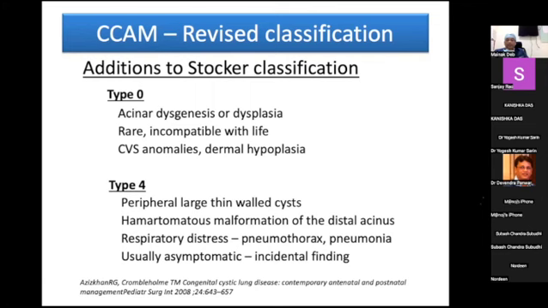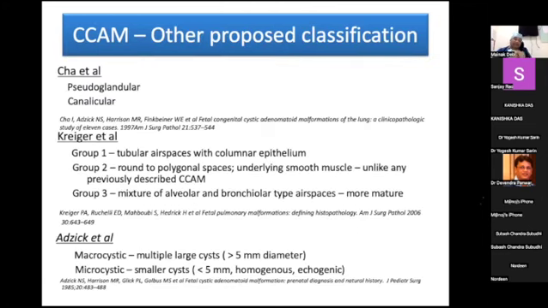Now, the problem with the Stocker classification, from a clinical standpoint, like I told you before, was that it was very difficult to stratify these children clinically on the basis of it. Secondly, you could sometimes come to a Stocker classification only on the basis of a post-resection specimen. There were other classifications proposed by Shah et al., which are again pathological classifications like pseudoglandular or canalicular, depending on what they thought was the time at which the growth arrest happened. Krieger et al. again provided a group 1, group 2, and group 3 based on a pathological classification.